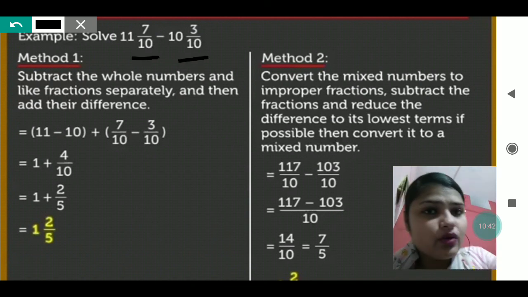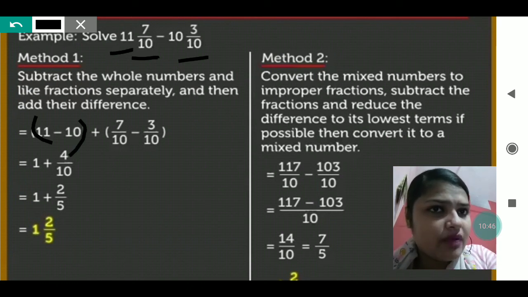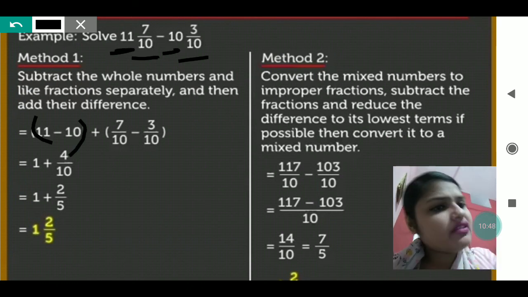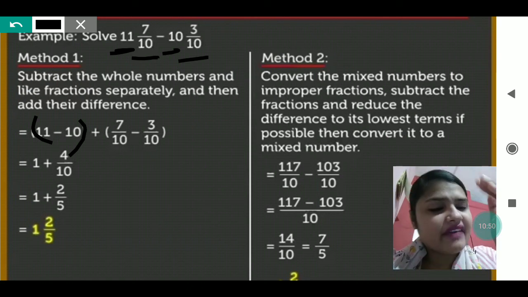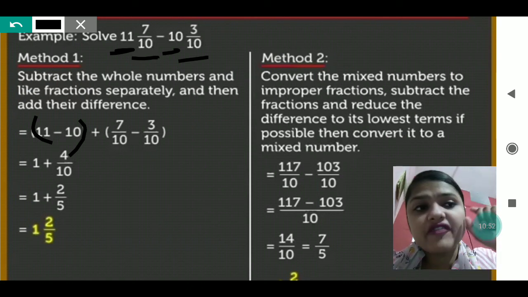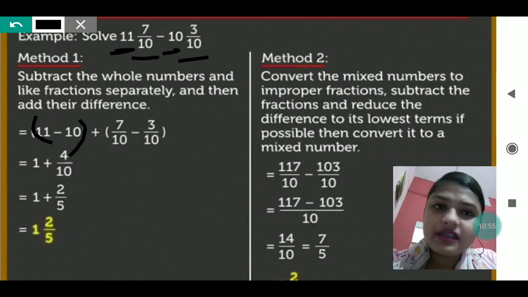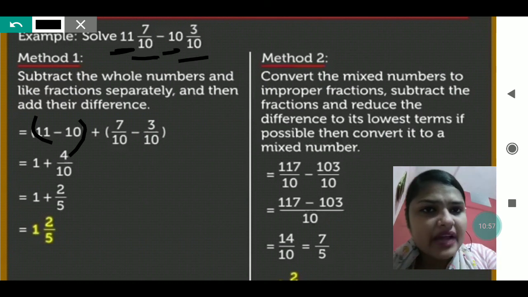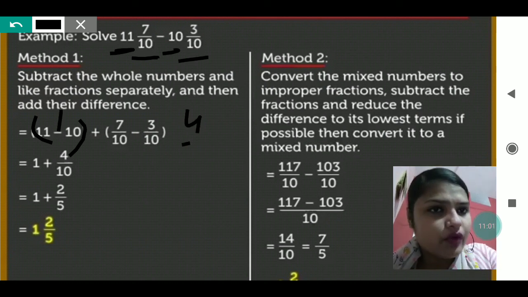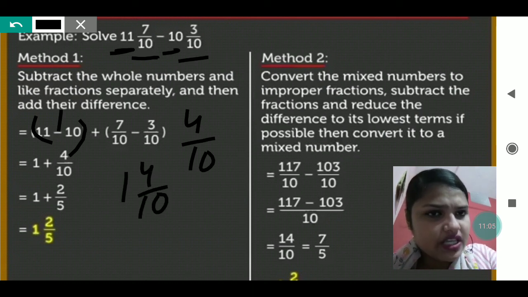So what we will do, we will subtract the whole numbers. 11 and 10 are the whole numbers here. So that we will subtract separately, and 7 by 10 and 3 by 10, which are the fractions, those we will subtract separately. So when you subtract 11 minus 10, then you will get 1, and 7 minus 3 will be 4 by 10. So what you have got as the answer: 1 4 by 10.